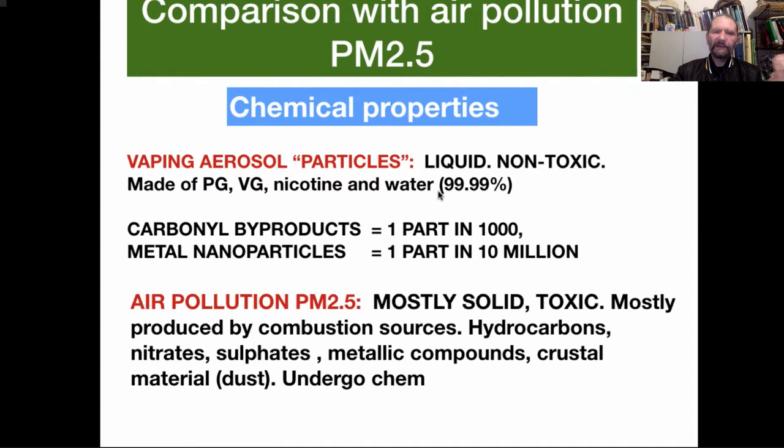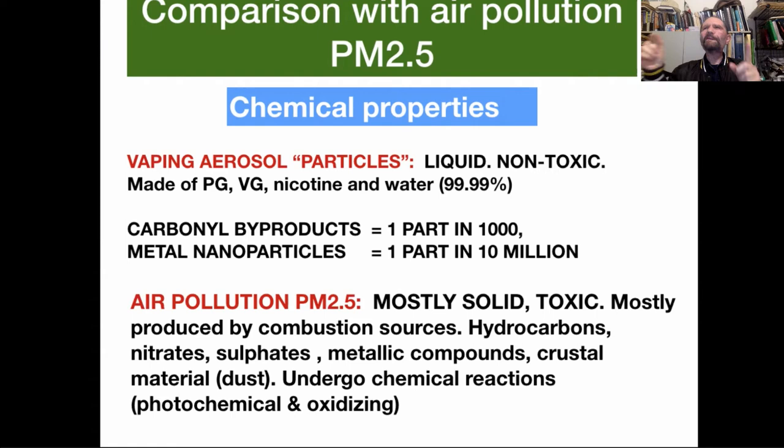Now, air pollution. PM2.5 means particulate matter of diameter less than 2.5 microns. 1 micron is 1,000 nanometers. So they are slightly larger particles, and they are mostly solid, not all of them solid, but mostly solid. They are quite toxic because they're produced by combustion sources, most of them, right? And they're composed of complex mixtures of hydrocarbons, nitrates, sulfates, metallic compounds, and crustal material, which means dust and minerals.